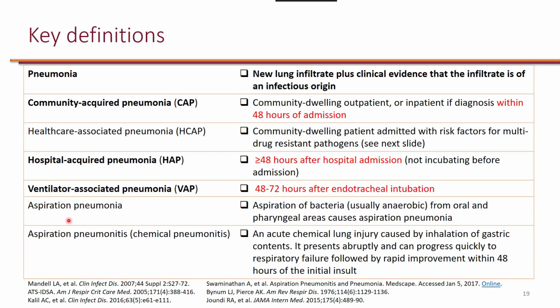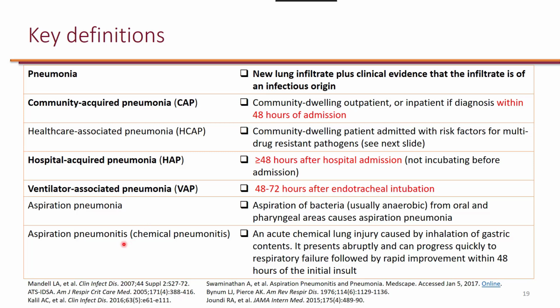Anytime a patient aspirates oral flora, and those flora make it to the lungs, it can actually cause aspiration pneumonia. And these are typically due to anaerobic organisms. And by anaerobic, we're talking about Prevotella or Peptostreptococcus and things like that. We are not referring to Bacteroides or Clostridia species.